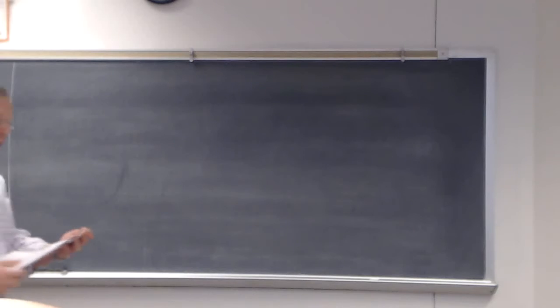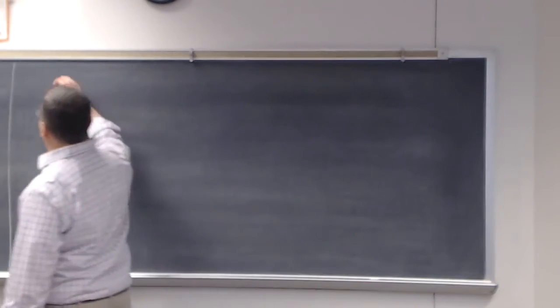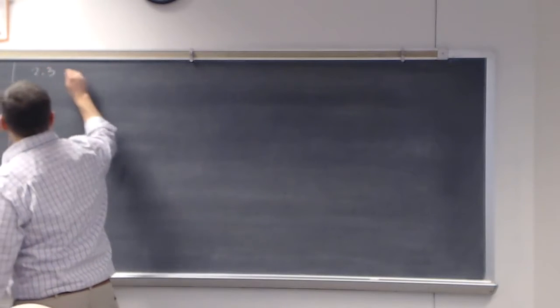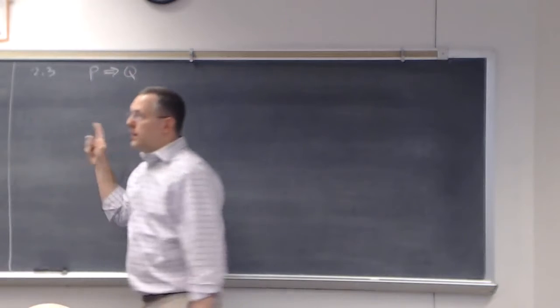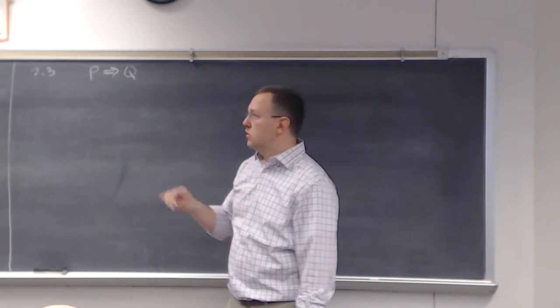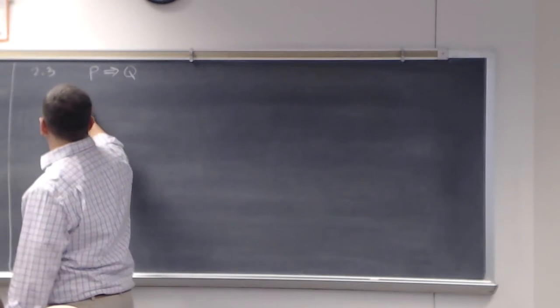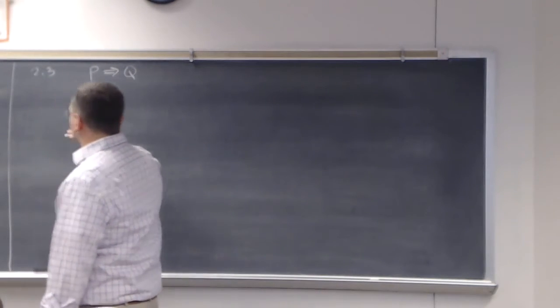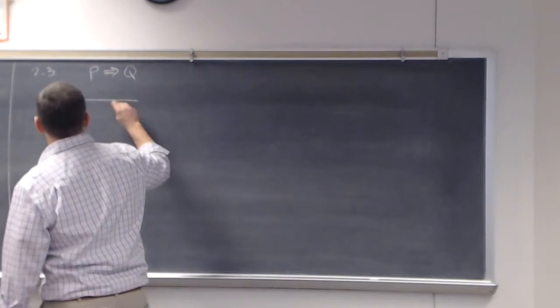I'm going to start section 2.4 on biconditional statements. Let me just give you a quick recap of 2.3. We looked at statements of this form, which is read P implies Q, or if P then Q. Those are the two common phrases. I did want to remind you that we talked about truth tables. We looked at the truth table for this statement.